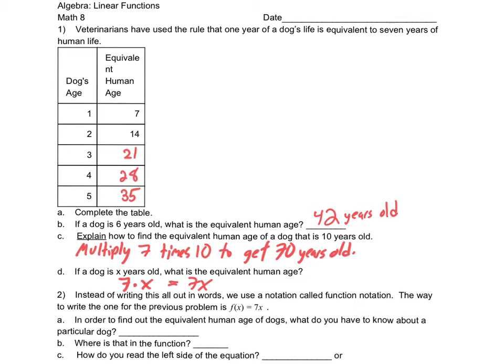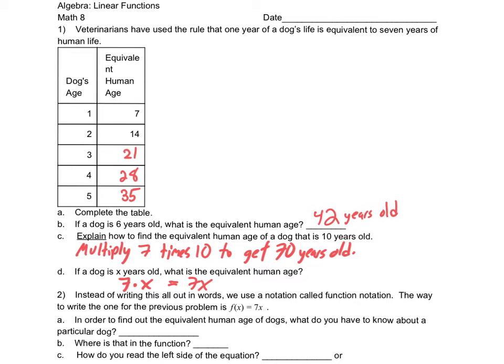But the key is that no matter what x is, in this case here, we're going to take that x and multiply it by 7. So whatever we have, the x is our input. We're going to input the dog's age, and then we're going to multiply it by 7 to get its equivalent human age. That's what that function here is going to tell us.